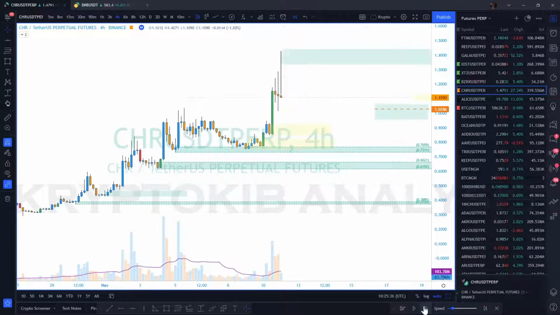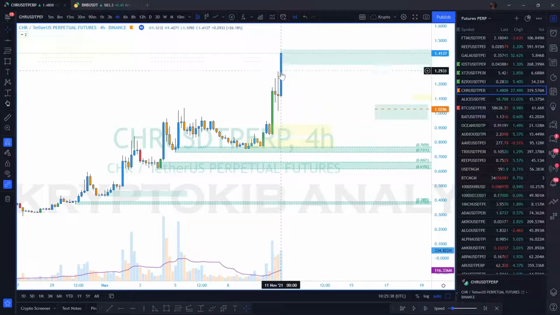Then let's see what happened in the next candle. We had a bullish candle. I'm assuming this candle has closed below this, but it still makes the highest high, see, the highest high candle.